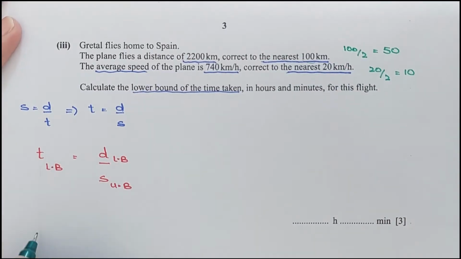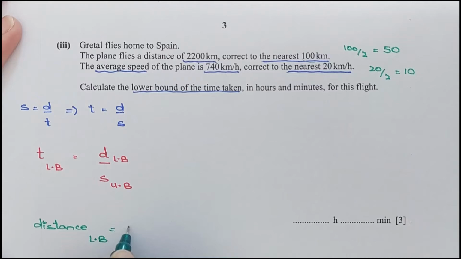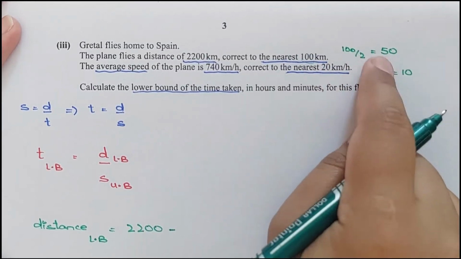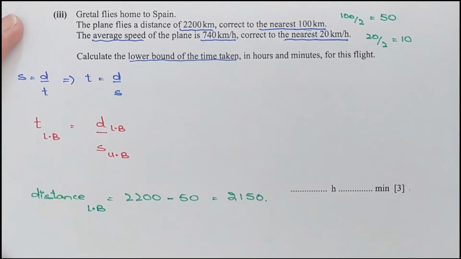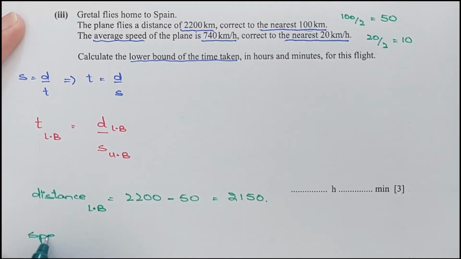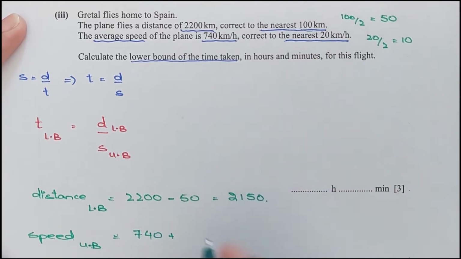Alright, so let me find out the distance first. Now the distance lower bound we have to calculate. The distance given is 2200 kilometers. For the lower bound we subtract 100 divided by 2, which is 50, so that is equal to 2150. And the next is the speed. For the speed upper bound we have to add. The speed is 740, so we add 20 divided by 2, which is 10. Adding 10, this equals 750.